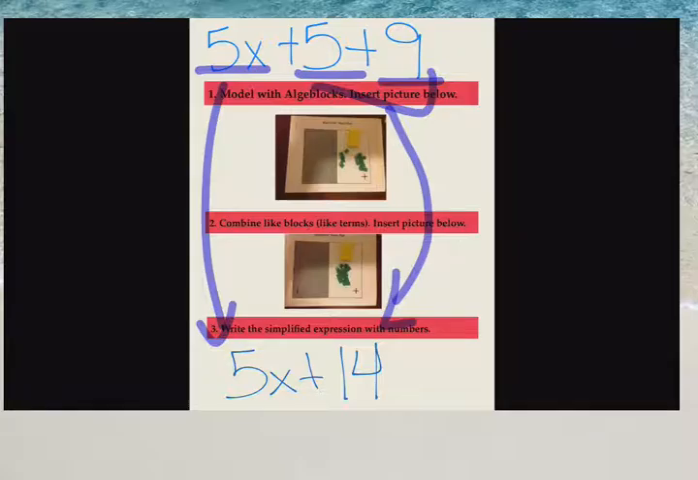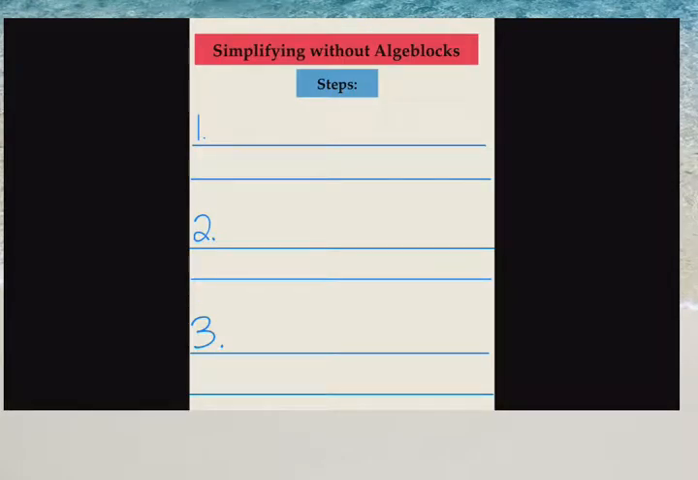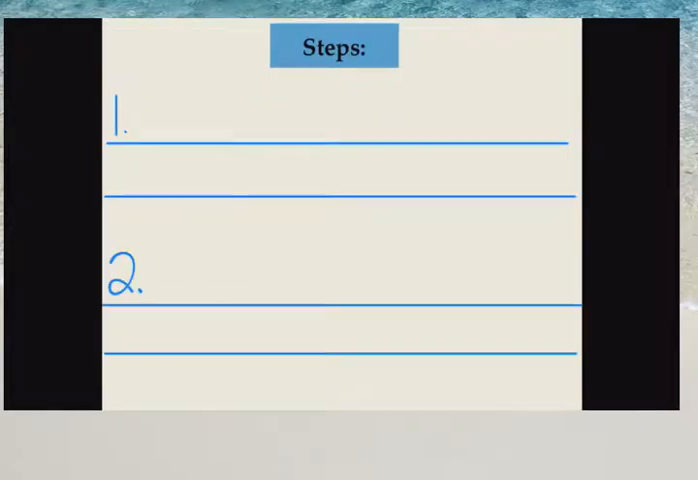Alright, now we're going to start discussing how to simplify without having to use the algebra blocks. The algebra blocks are a great way for us to visualize what we're doing mathematically, but we want to be able to jump to the next part of this, which is being able to simplify without having to use the blocks. Because who wants to carry around algebra blocks around with them their whole life, right? Okay, so simplifying without algebra blocks.